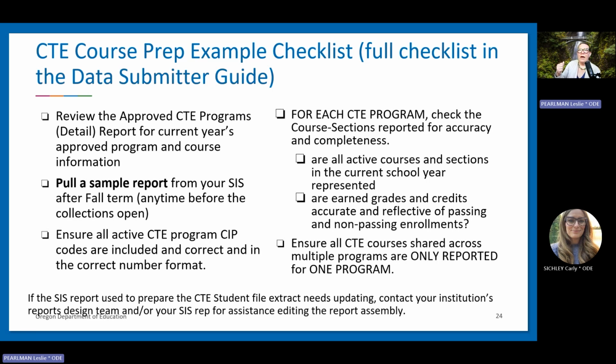You're going to want to ensure that all active CTE programs and zip codes are included and correct, related to what is in your approved programs of study. And for each program, you want to check the course sections to make sure that they're reported accurately, that all active courses and sections are represented, and that the earned grades and credits are accurate and reflective of passing and non-passing enrollments. We do want to make sure that you are submitting all of the grades. So whether or not a student passed or did not pass, we do need all of those records. And we want to make sure that all CTE courses shared across multiple programs are only reported for one program.